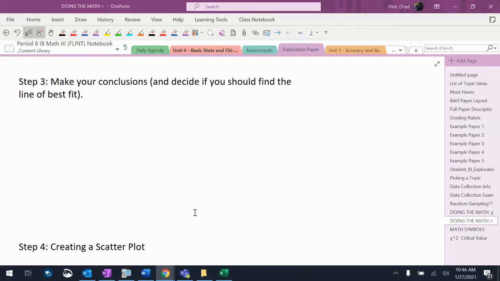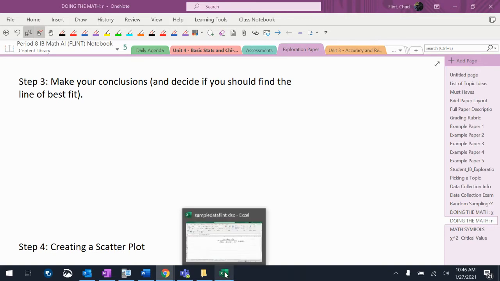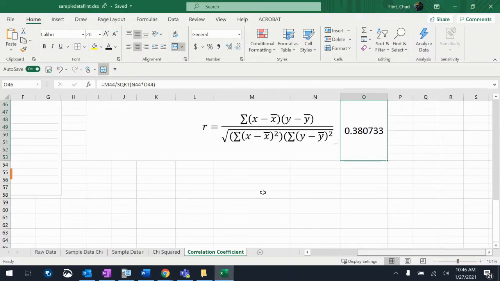So after we have found our R value, we have to make a conclusion and talk about what our R value tells us, and then also decide if we need to go farther and actually find the equation of the regression line or the line of best fit. All right, so first of all, I'm not going to put this in here, but this is just notes that I'm going to put in my paper when I actually write it.